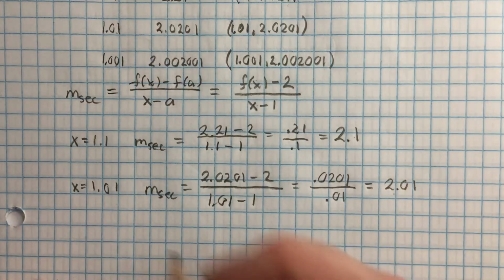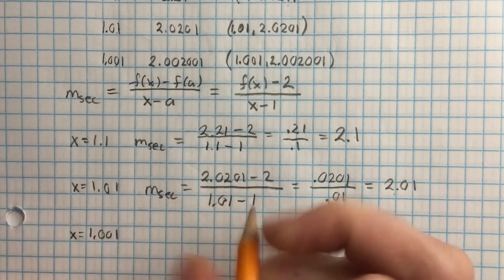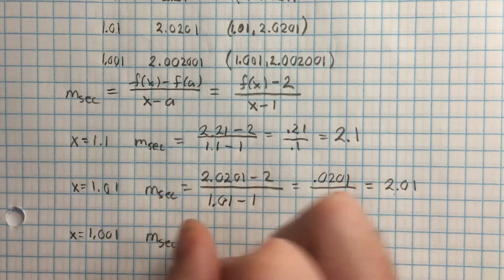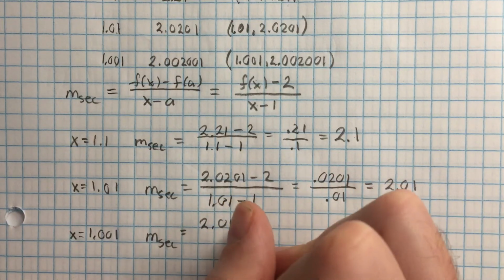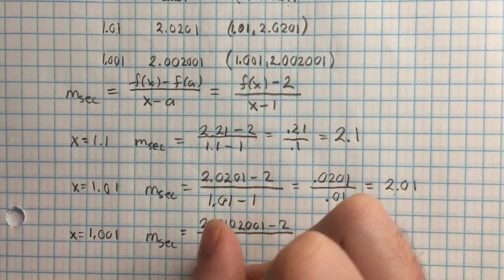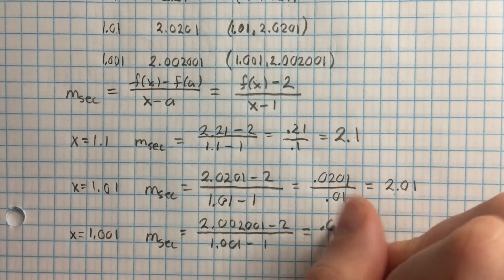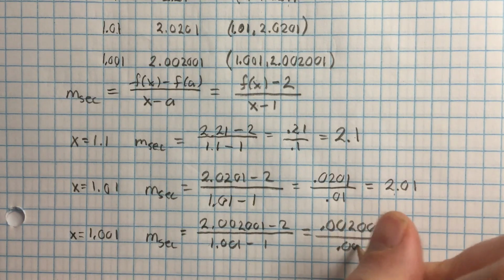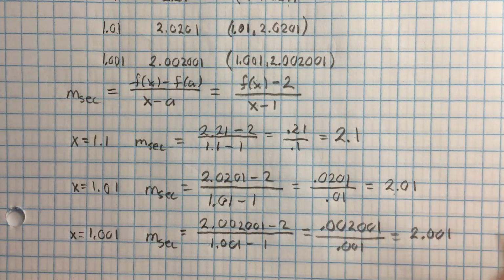Okay. Compute the third one. x equals 1.001. So the secant slope for that coordinate will be more than likely 2.001. Let's just check it to make sure. So 1.002001 minus 2 over 0.001, shifting 3 places to the right. We have 2.001, just as we guessed.